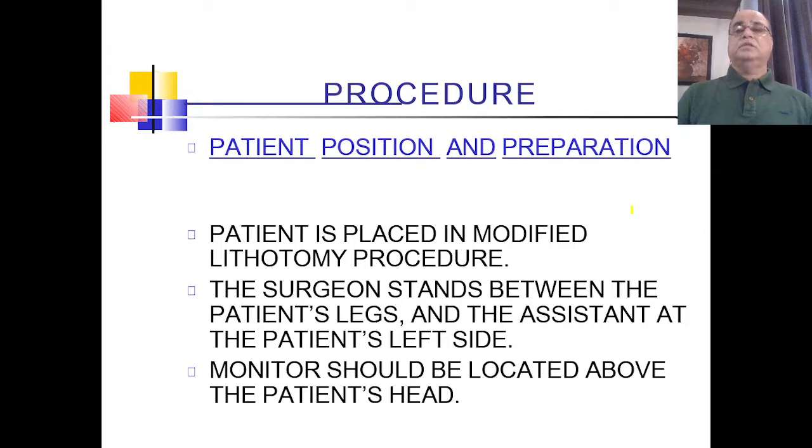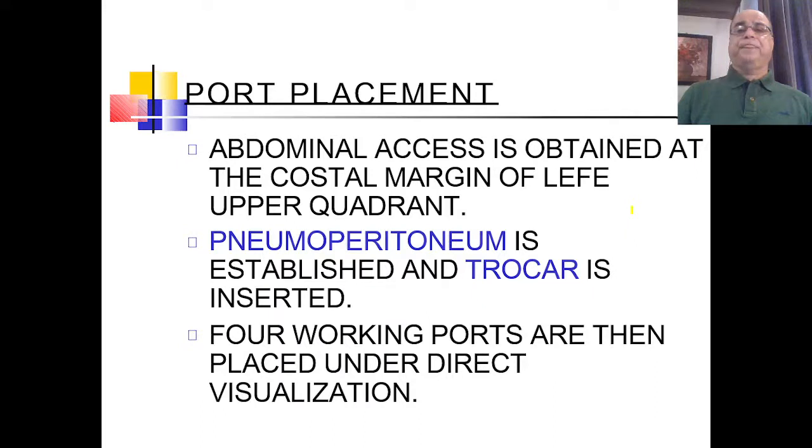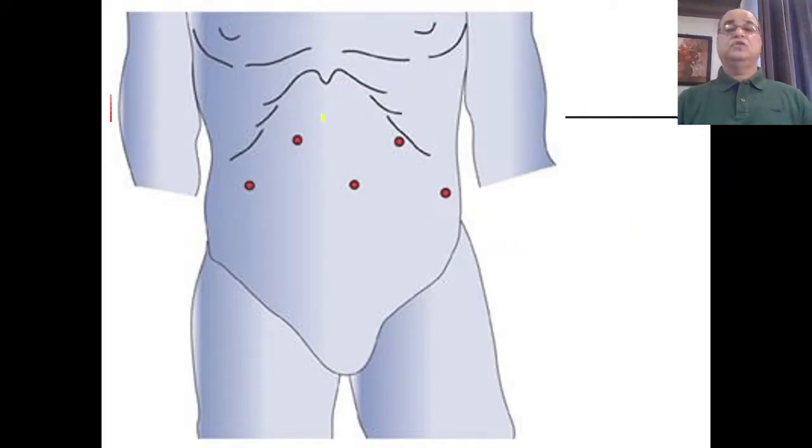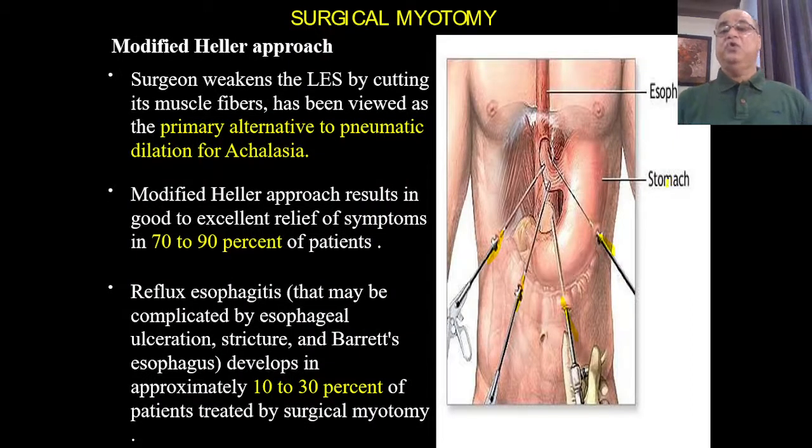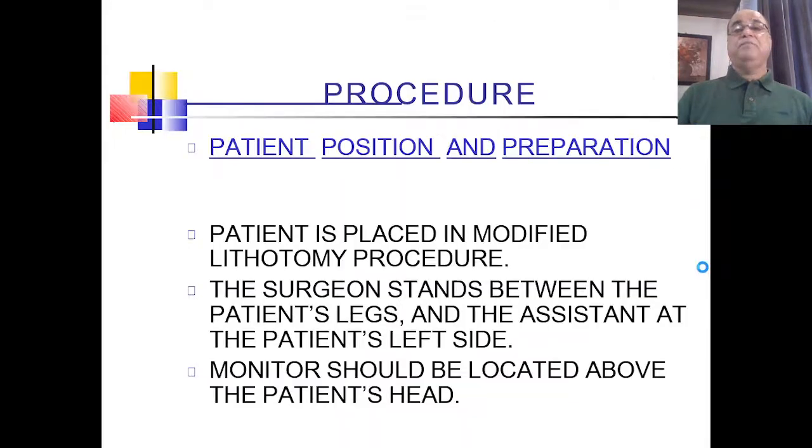So the patient is placed in modified lithotomy position. Pneumoperitoneum is established and a trocar is inserted. Four working ports are then placed under direct visualization. So these are 4 working ports. 1 port is for the camera. As you can see, these are the landmarks, and in the previous picture as I showed you, these ports, they are working through that. This is a laparoscopic myotomy being carried out.